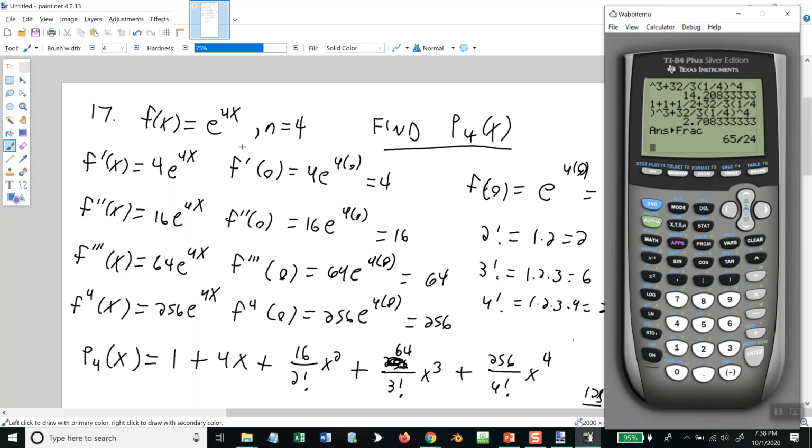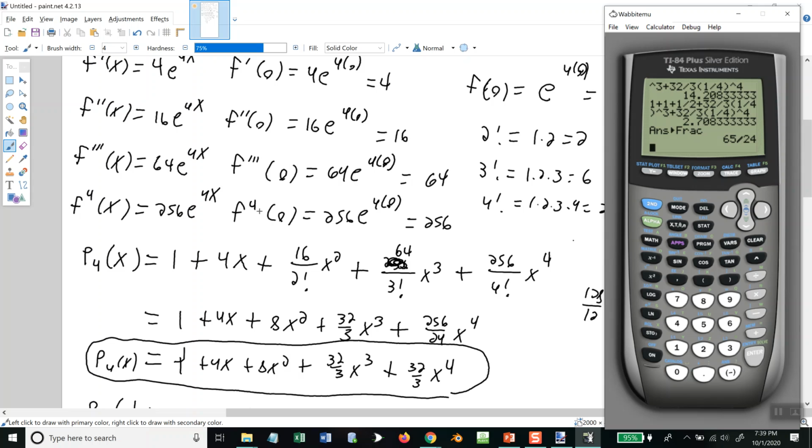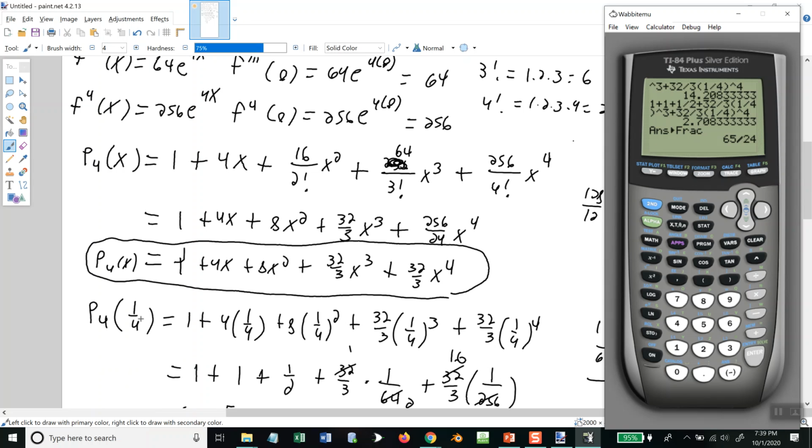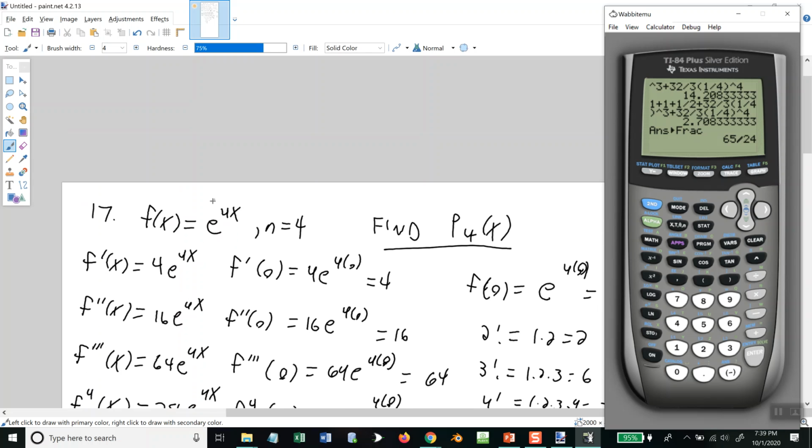If I were to plug in the value here, my x that I'm plugging in is 1/4. If I plug in the 4 here for the x, 4 times 1/4 is 1. So let's see what e to the first power gives us. See how that's an approximation? They don't really ask you to do that, but that's the whole goal of what you're doing right here: you find an approximation at that point.